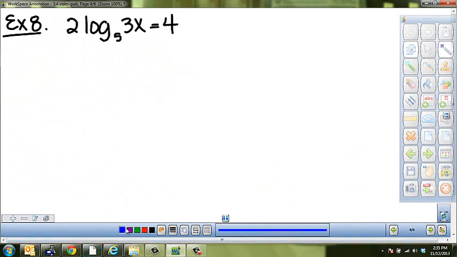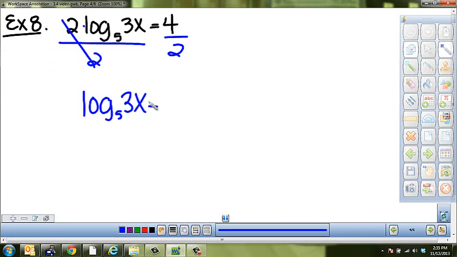All right, for this example, we don't have a constant to move, but we do have a coefficient. So I'm going to get rid of that 2. Leaves me with log base 5 of 3x equals 2. And now I'm at the same point I was on that last one.